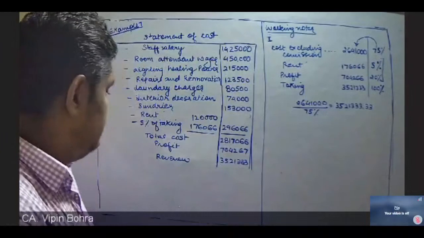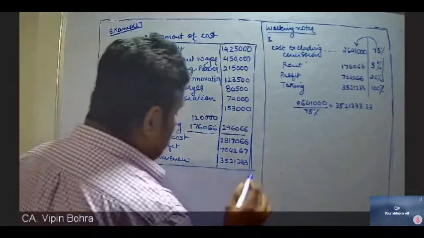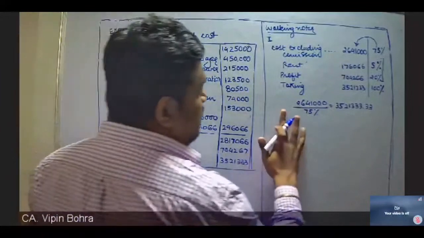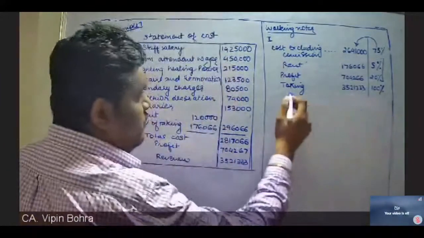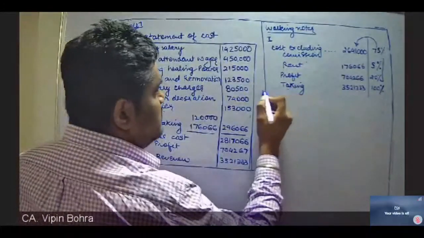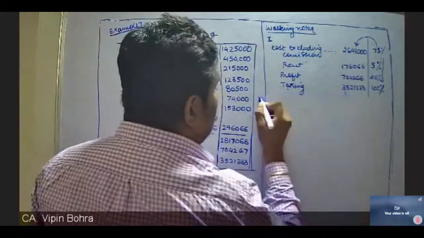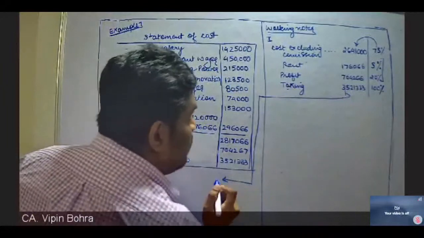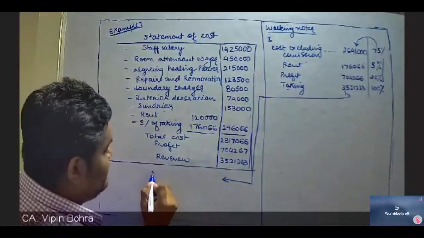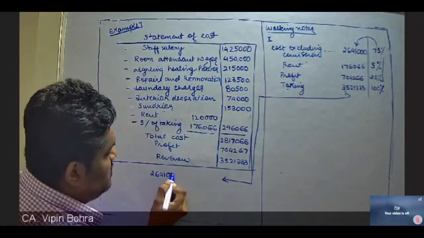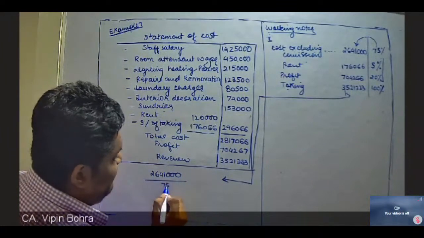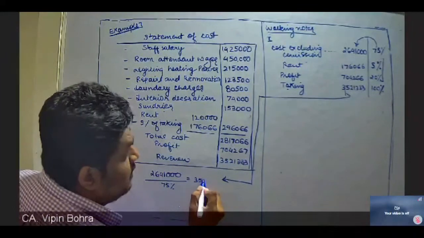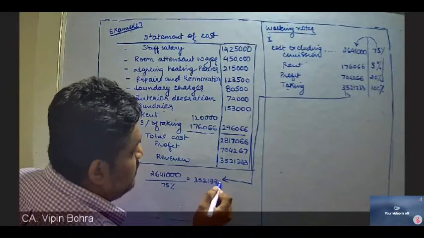Now, I'm showing this calculation here. This 26,41,000 is equal to 75%. So how much will be equal to 100%? 35,21,333.